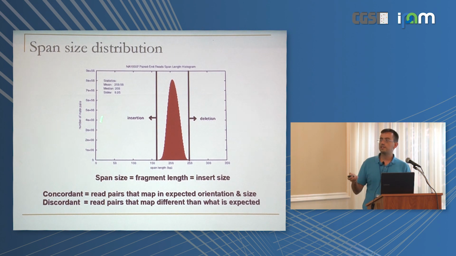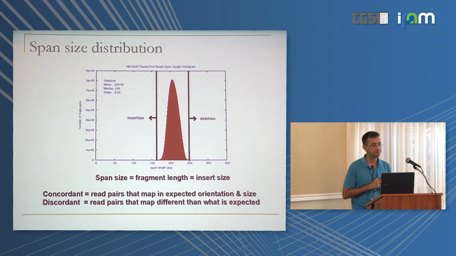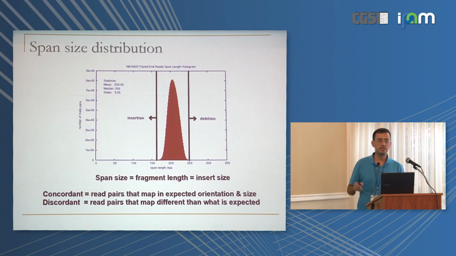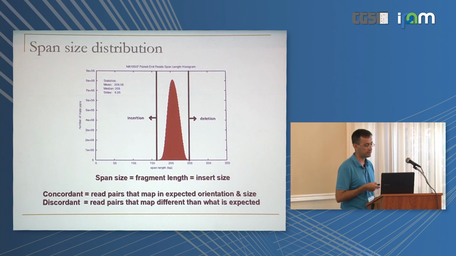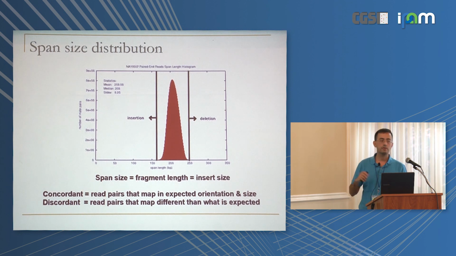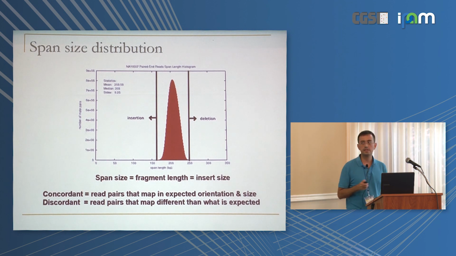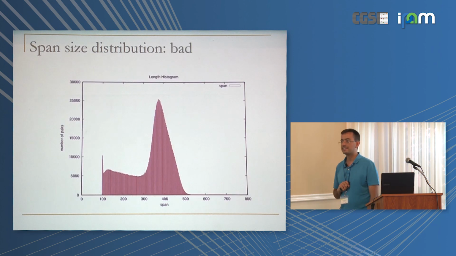So this is a good data set. This is old, but it's a good data set. The average size of those molecules is 208 in this example. And if we just plot it, it is nice and tight. If we see read mappings that are smaller than this span, we can call them insertions, and if they are larger, we can call them deletions. We also call those read pairs that map within this red region concordant, and those that are outside discordant. So again, this is a good one, but there are bad examples, right?